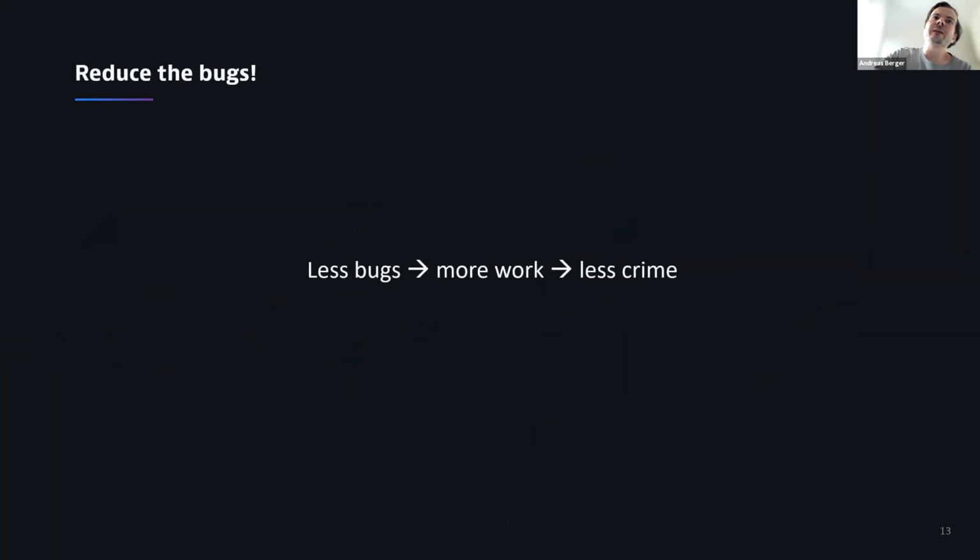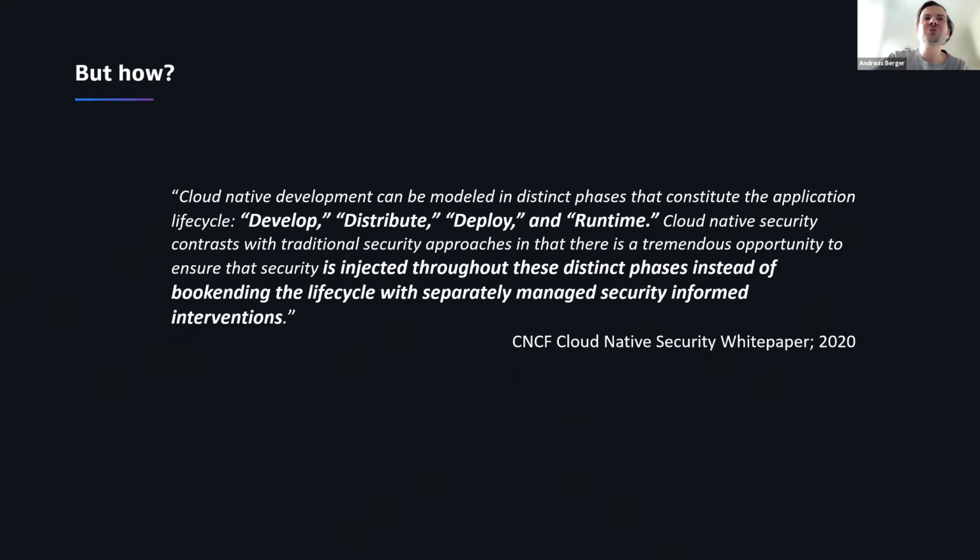So moving on there, what to do? We simply reduce the bugs, simple, right? So we just get rid of all the bugs. That means more work, less crime. So as simple as that. But how do we do that? And it's also obvious, right? But I took the definition here also from the CNCF latest cloud native security white paper, also a good read.